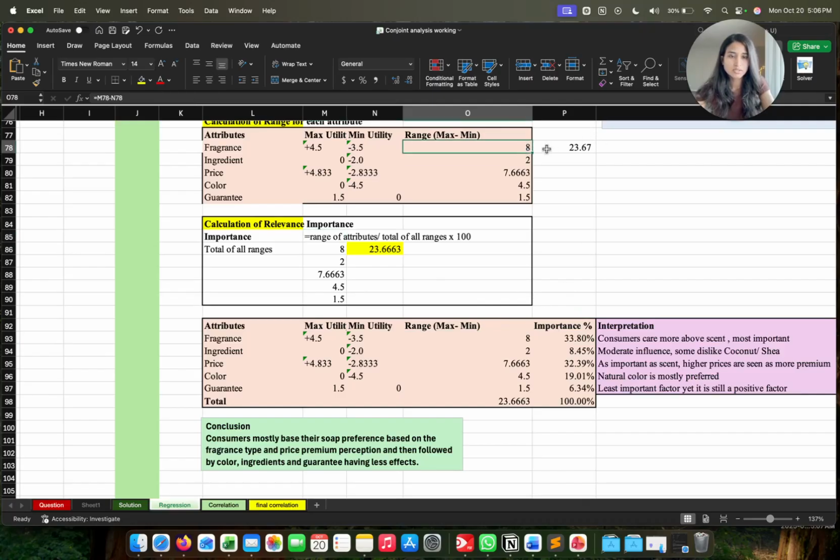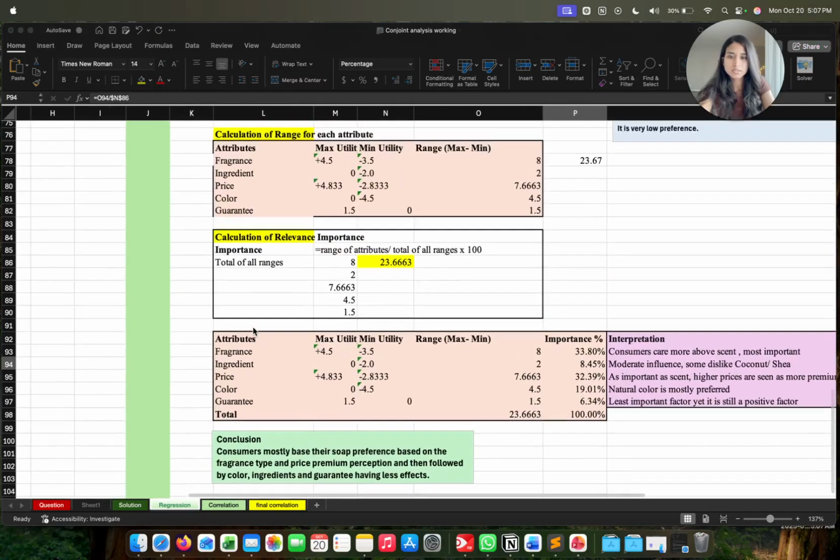The range is divided by the total of all the ranges here, and the importance is 33.80 for fragrance. So among all the attributes, fragrance has an importance of 33.80%. The least important is the guarantee, whether yes or no. Customers don't even consider much for the guarantee. They are more inclined towards fragrance.